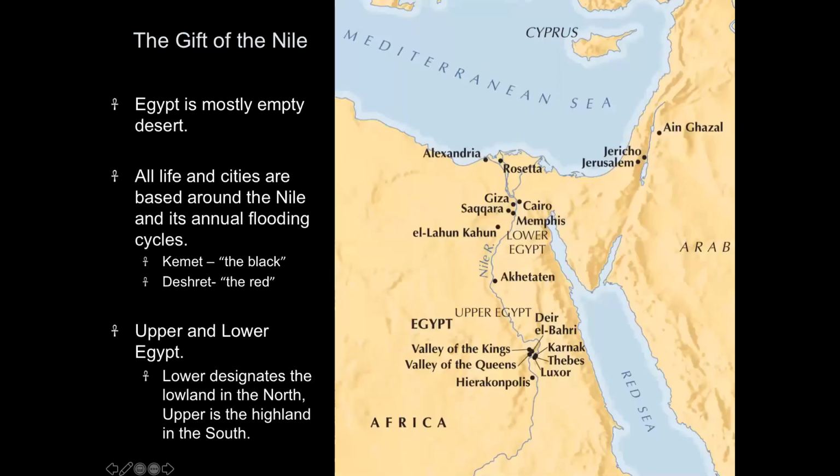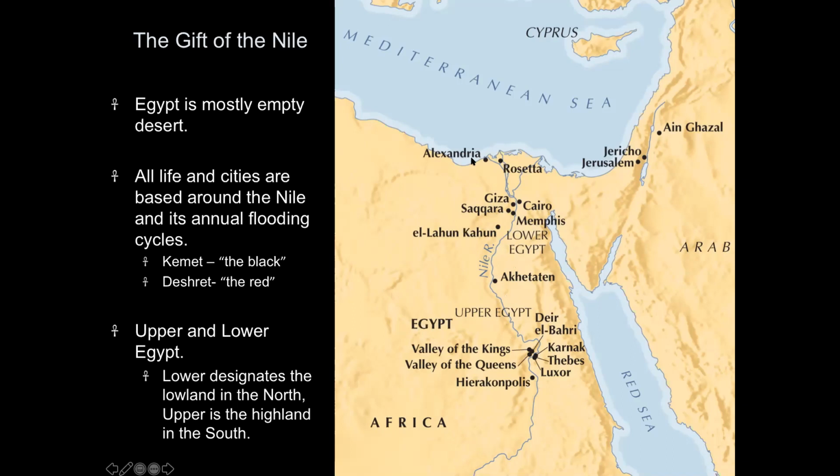This one's called the Gift of the Nile, because Egypt is actually mostly empty desert, and it had been that way since about 3000 BC, at the beginning of the time period we're going to talk about. All life in cities is based around the Nile and its annual flooding cycles. You can see all of the ancient cities, some of which are also modern cities, along the Nile here. And it's desert, desert, desert, desert, desert, desert.